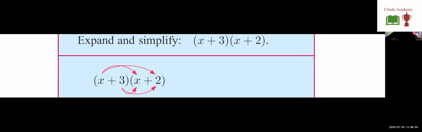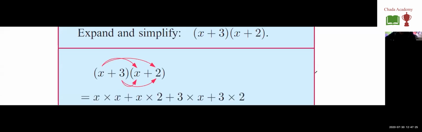Expand and simplify (x plus 3) times (x plus 2). Expand it. For x, do I have to write x times x, or do I just put xx? It's better to write x times x. Usually we don't write xx. So x times x plus x times 2 plus 3 times x plus 3 times 2.